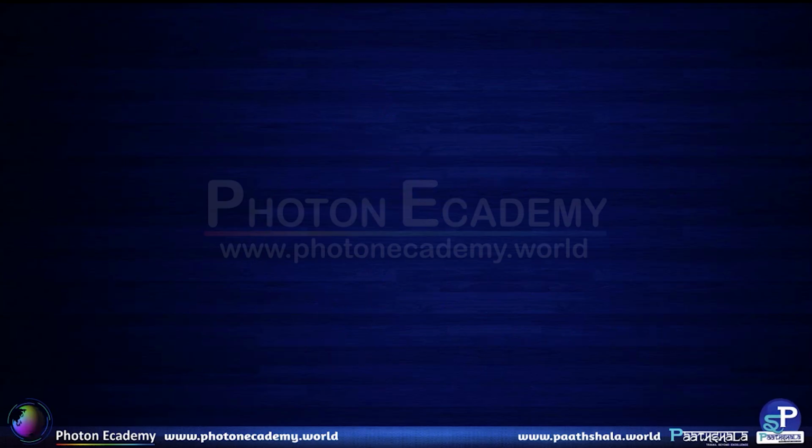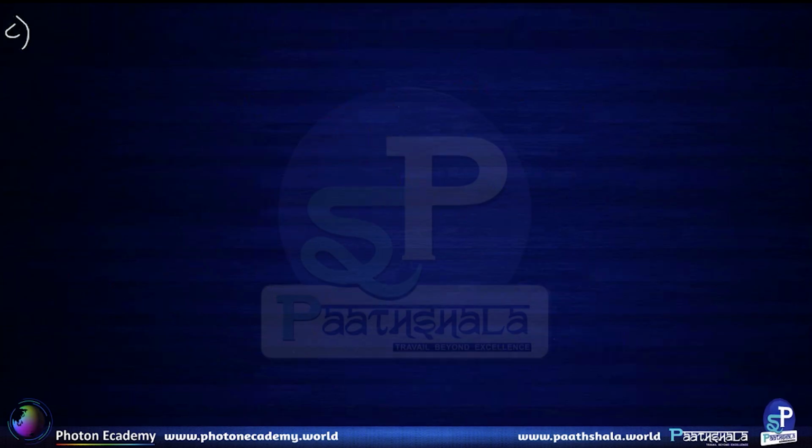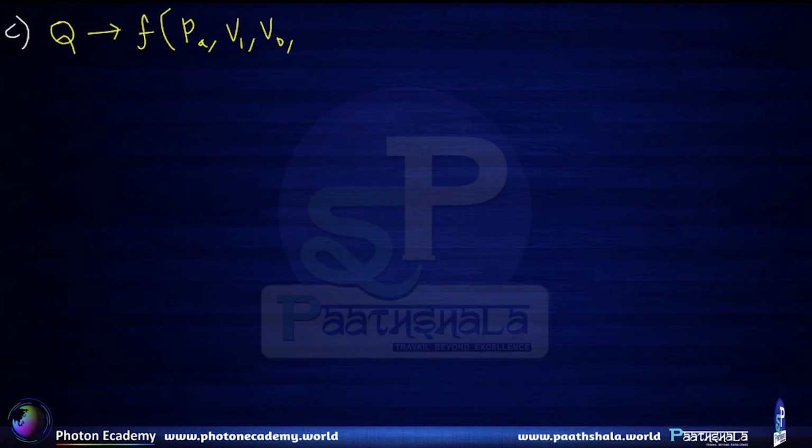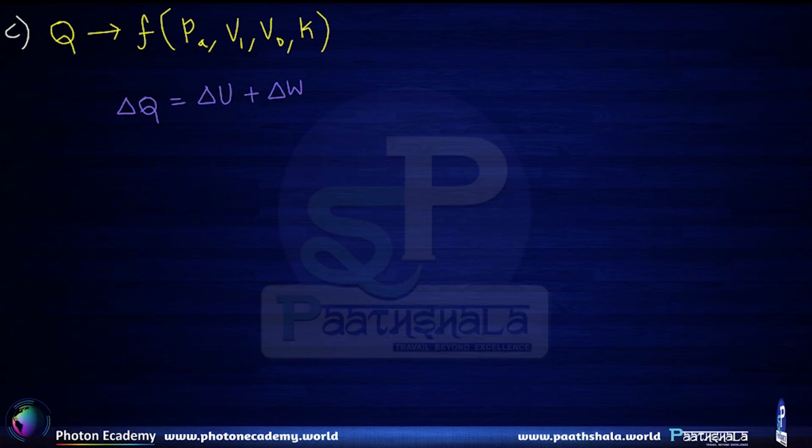Let's look at the part C of the question. Using the first law of thermodynamics, write down a relation between Q, PA, V1, V0 and K. So we need to find the expression for Q in terms of PA, V1, V0 and K. From the first law of thermodynamics, delta Q, which is the heat supplied to the gas, should be equal to change in internal energy delta U plus work done by the gas delta W.